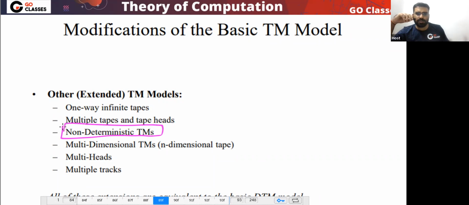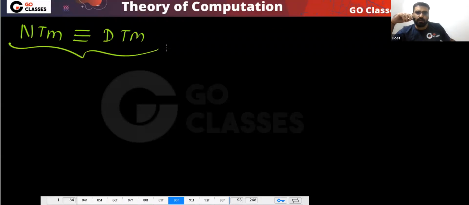That NTM is equivalent to DTM. This proof was important. Do you remember this proof? I told you that a non-deterministic Turing machine is equivalent to a deterministic Turing machine. And what was the most important thing in this proof? What do we do? We do BFS.